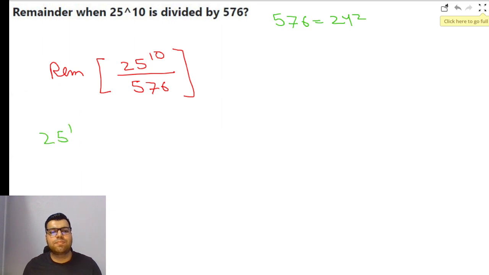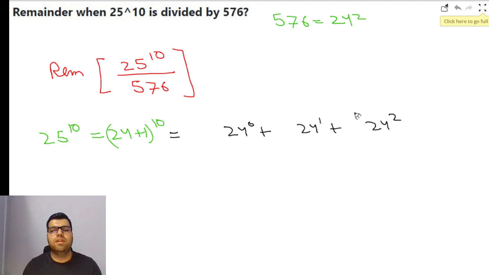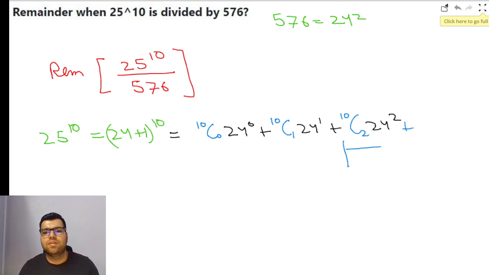25 to the power 10 is 24 plus 1 to the power 10. And what is this equal to? You will write 24 raised to power 0 plus 24 raised to power 1 plus 24 raised to power 2, expanding the binomial, and then I'm writing the coefficients. So this is 10C0, 10C1, 10C2, and so on. After this term, all the numbers will be divisible.